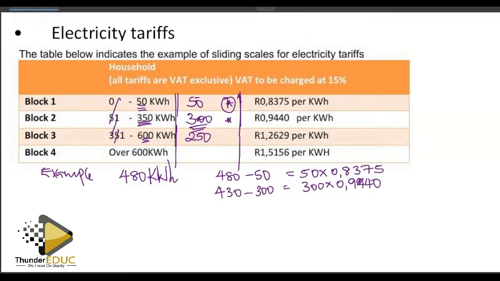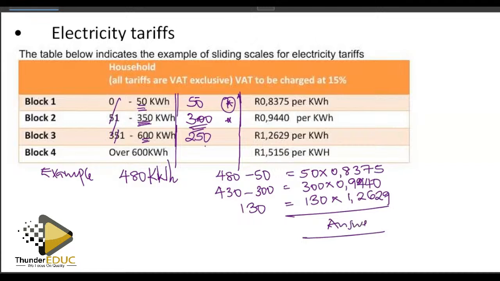You see that? So here you remain with 130. 130 has taken us to block number 3, which is 130 times 1,269. Please work out that. You get your answer here. After working it out, you add all these numbers up, you get the answer.